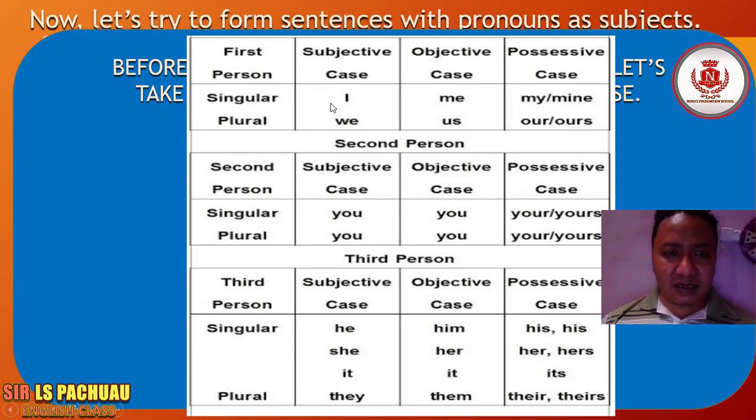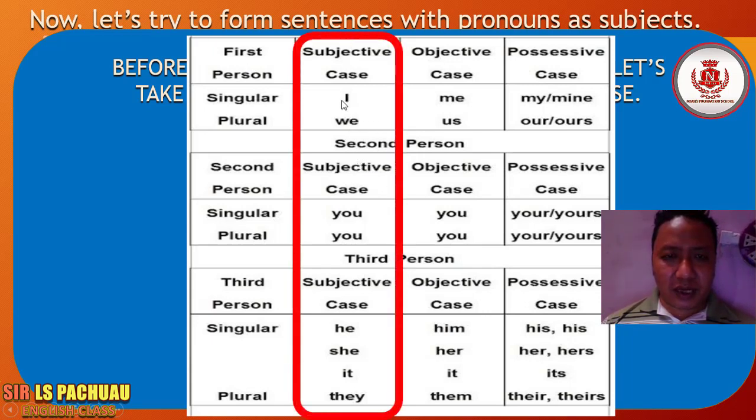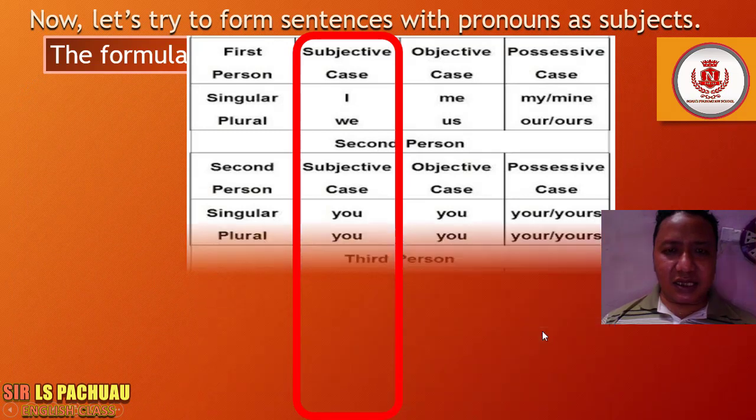First person, singular: I; plural: we. Here we can use these as subjects. Second person, singular you, plural you. And in third person, singular he, she, it, and plural they. These are the personal pronouns that we can use as subject of a sentence. All right. Am I clear now? Let's see.